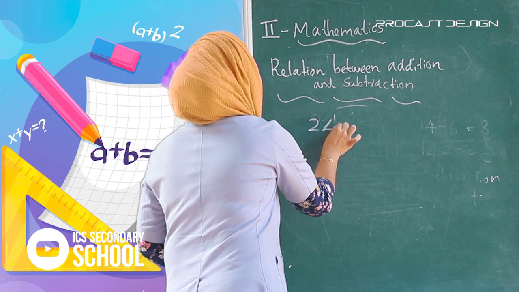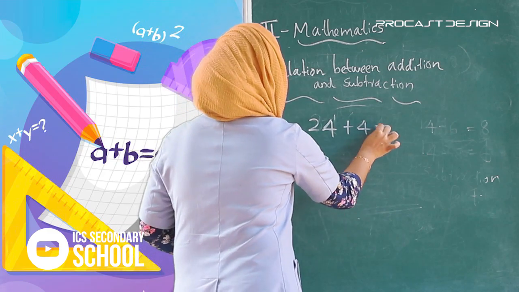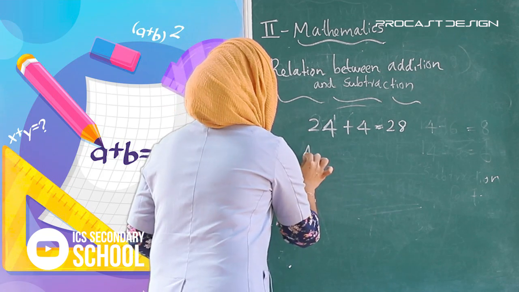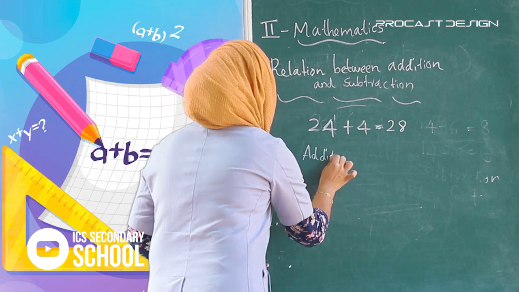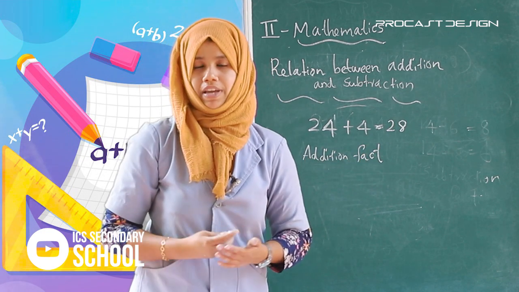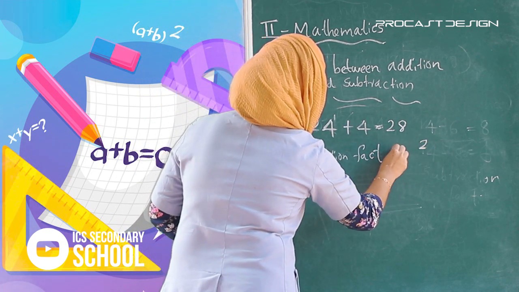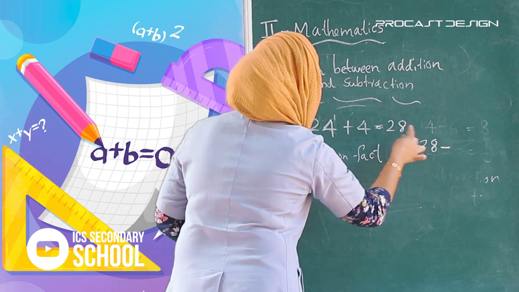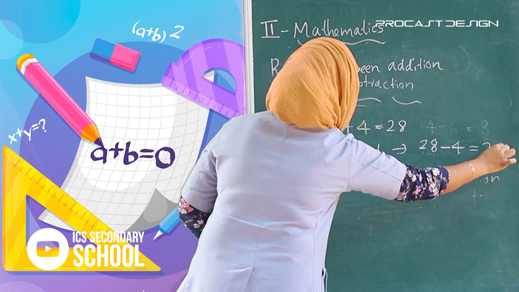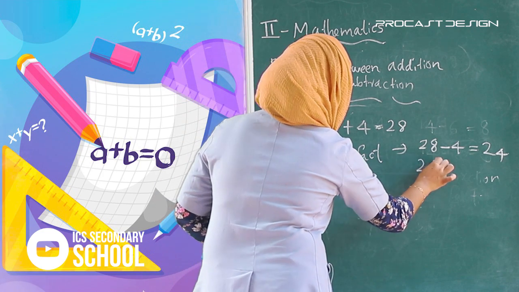24 plus 4 is 28. This is an addition fact. Now, from this we can form a subtraction fact, and that is 28 minus 4, we get, yes, 24. The same way 28 minus 24 we get 4.